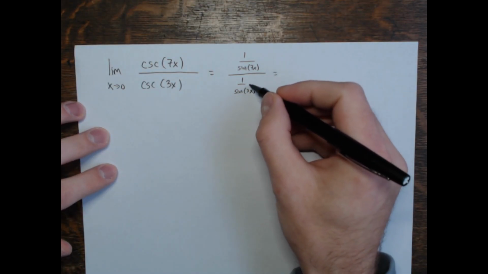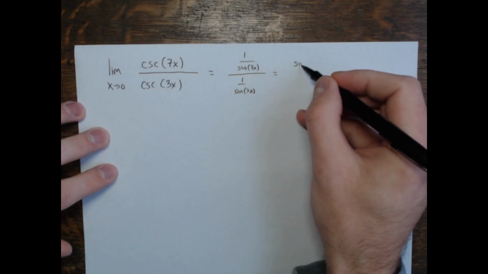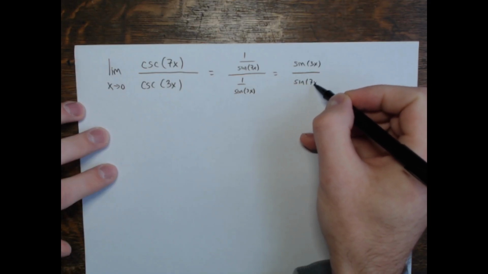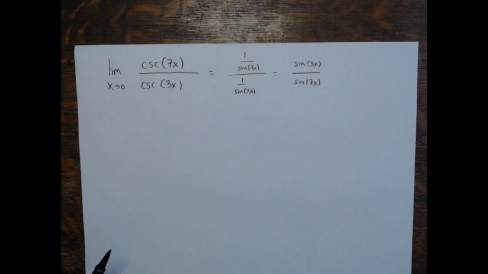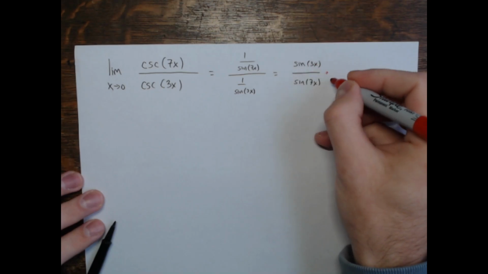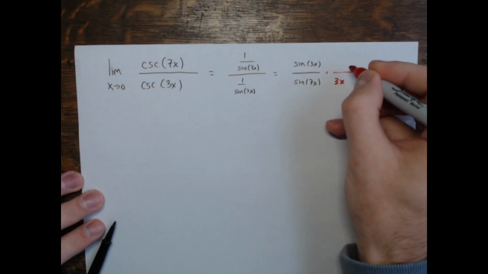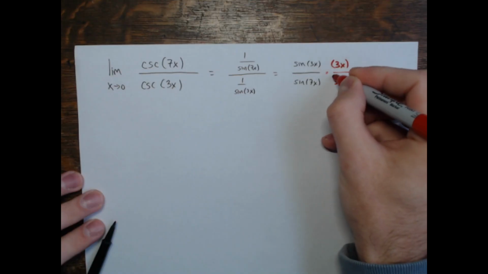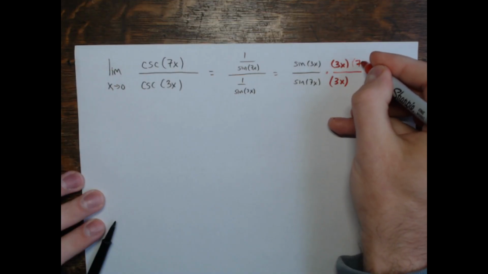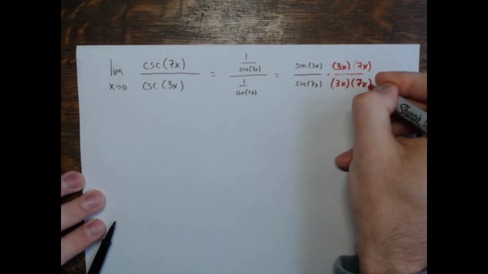And divided by this is multiplied by the reciprocal of this. So I can make it the sine of 3x over the sine of 7x. All right, and then to get the special limit involved, I need sine 3x over 3x. So I need a 3x down here. So I got to multiply the top and bottom by 3x. And I need sine 7x, so I need 7x up here. So multiply by a 7x and a 7x.